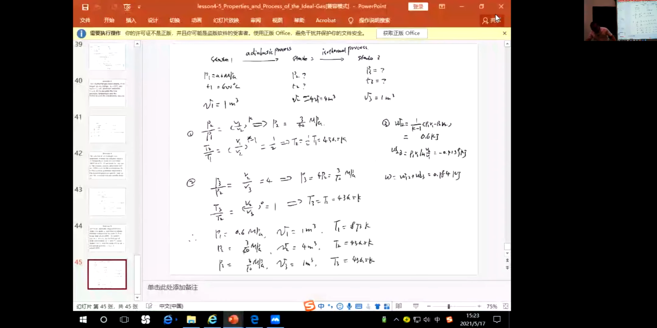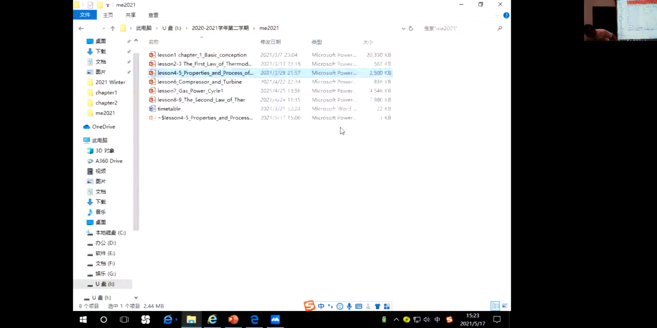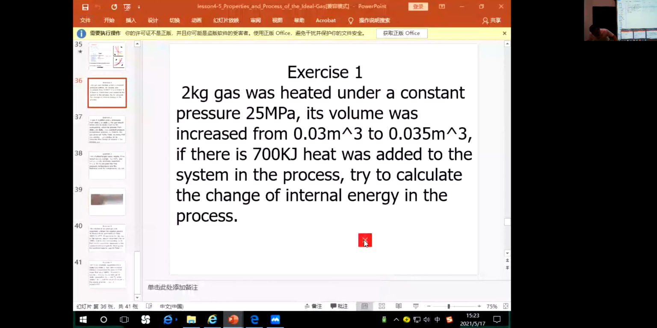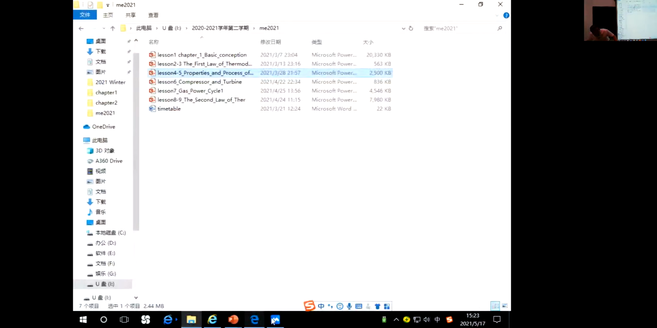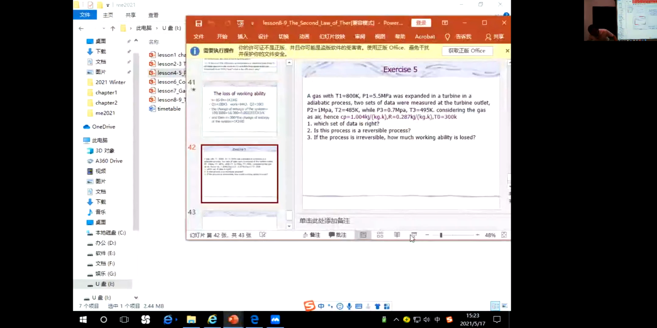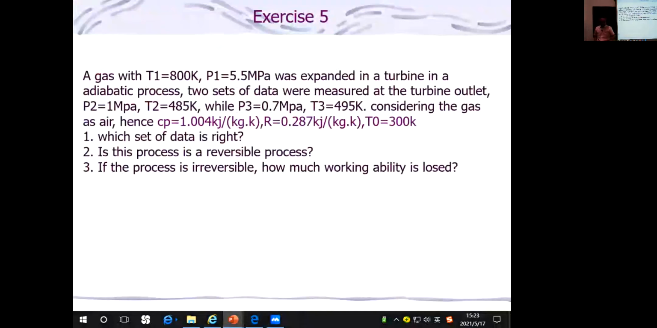And finally, there are a lot of exercises. The final one is this one. It is also hard for you, I think, but I hope you can try to use the entropy generation and entropy flow to solve these equations. And then I will give you about 10 minutes.